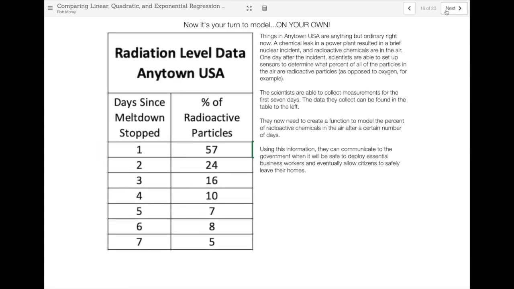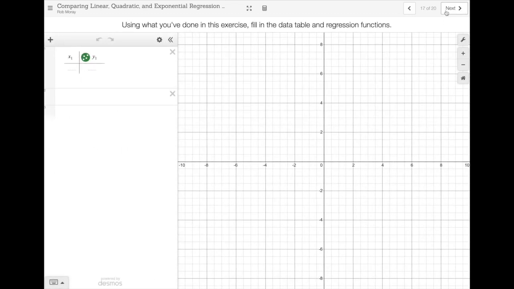Okay, finally, you're going to be doing some stuff here on your own. Basically, this is a situation where we have a little bit of a radioactive leak, and radioactive particles go into the air and begin to fall down in a process known as fallout. So this table tells us the number of days since the meltdown stopped and the percent of particles that are still in the air. We need to make a model so that we can communicate to citizens when it's safe to leave their homes. This is going to be entirely up to you to figure this out, the table and the regression.